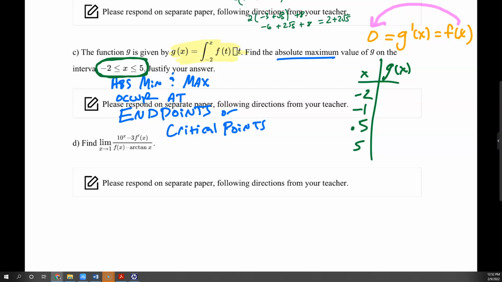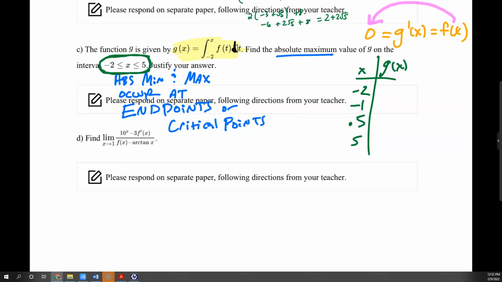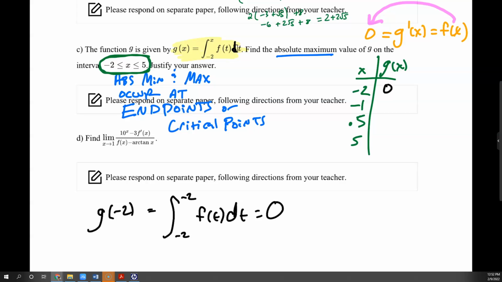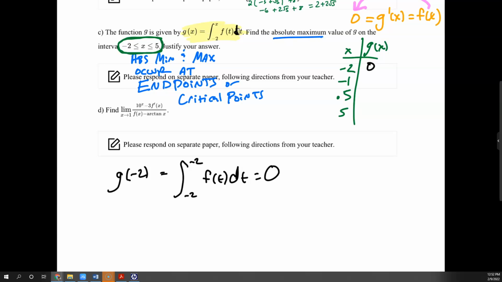The original function is an integral. What the heck, dude? The original function is an integral, but don't stress. We got this. I'm going to do G of -2. It's the integral of -2 to -2 of f of t dt, which, by a property, if it goes from the same thing to the same thing, is 0. Next, G of -1 is the integral from -2 to -1 of f of t dt.